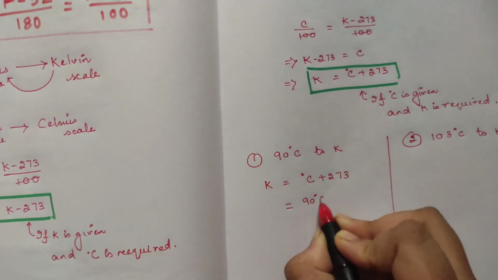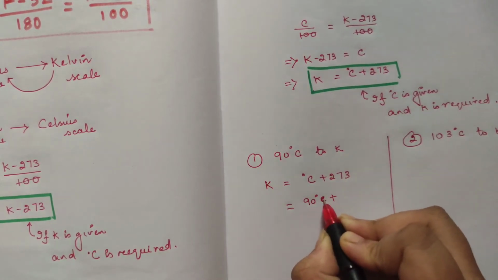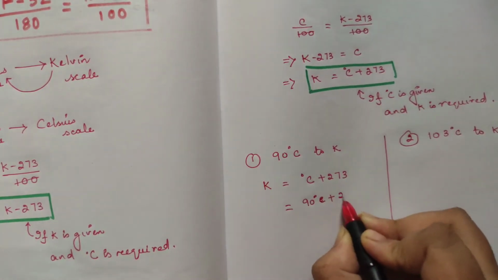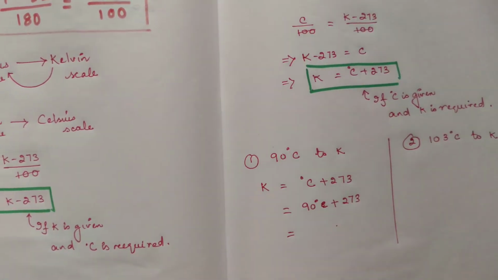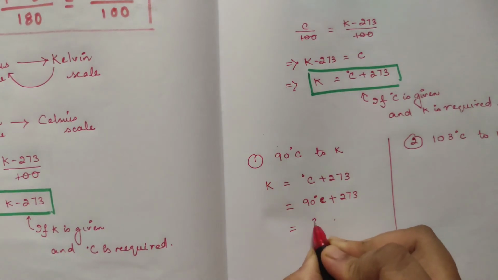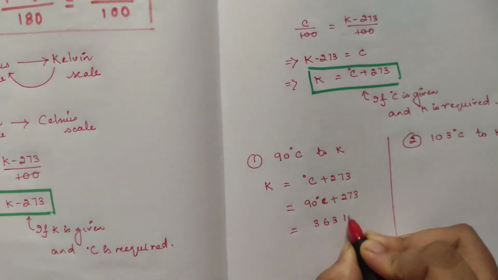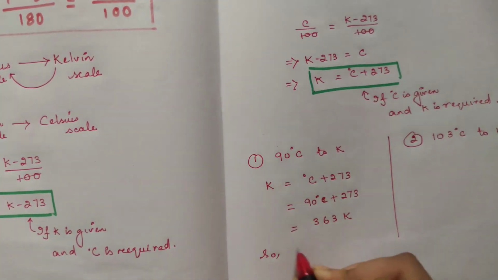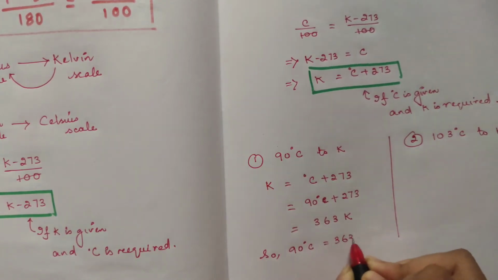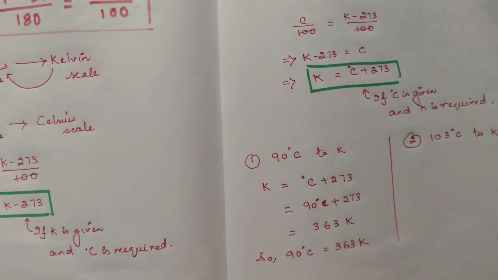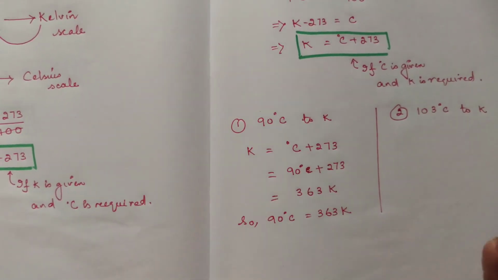90 degrees centigrade, plus 90 degree plus 273 comes to 363 K. So 90 degrees centigrade equals 363 K. You will not write degree over here. I have already advised you in the previous class.